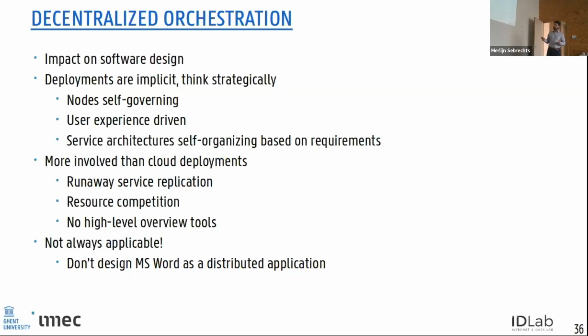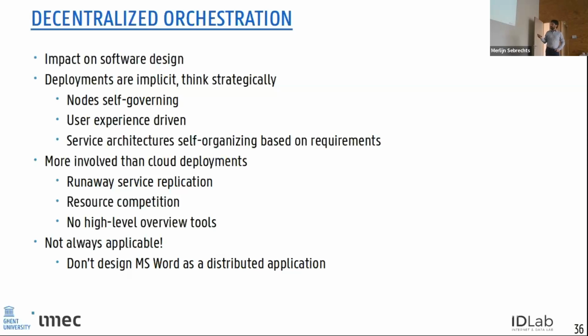Nodes, for example, are self-governing, so there's no centralized control over what happens to what node. It's basically user experience driven, as we saw with the proactive approach that takes user data and device data and tries to give the user the best experience. And service architectures are basically self-organizing. Meaning that you work from the edge up rather than from the cloud down. When you deploy from the cloud, you basically put your entire deployment into Kubernetes or something similar, and it decides where to deploy what. Of course, when you work decentralized, you work from the edge devices, which decide which services they need, and then go and look where they can find them or where they can request them to be deployed.